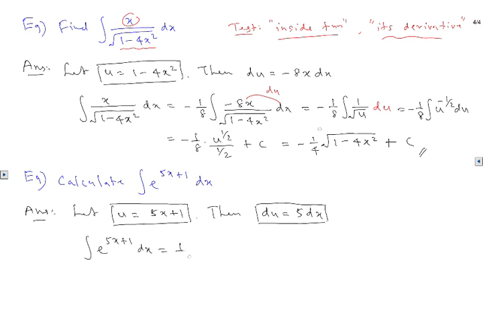5 is not there, so 1/5, and then e to the 5x plus 1 is e to the u, and we multiply by 5, so we have 5 dx. 5 dx is du. You divide by 5 and multiply by 5. Then this is what you get, and it is very easy to integrate. It is 1/5 e to the u plus c, so 1/5 e to the 5x plus 1 plus c. Very simple.